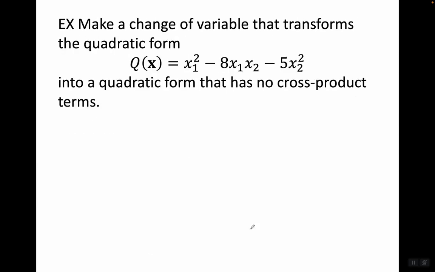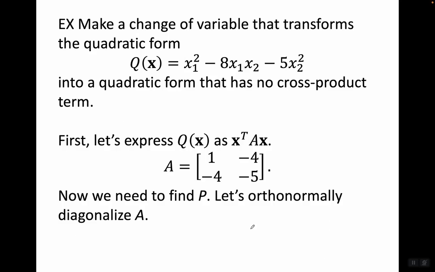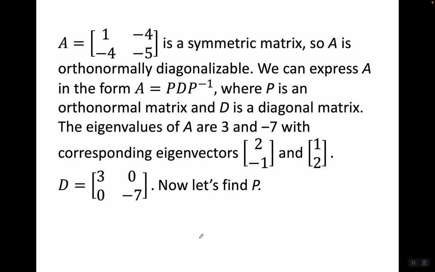So for example, make a change of variable that transforms the quadratic form q of x equals x1 squared minus 8x1x2 minus 5x2 squared into a quadratic form that has no cross product terms. So first, let's express q of x as x transpose Ax. So here's our matrix A. Again, we split up the negative 8 into negative 4, negative 4. Now we need to find P. We've seen how to do that. Let's orthonormally diagonalize A. This is a symmetric matrix, so it's orthonormally diagonalizable.